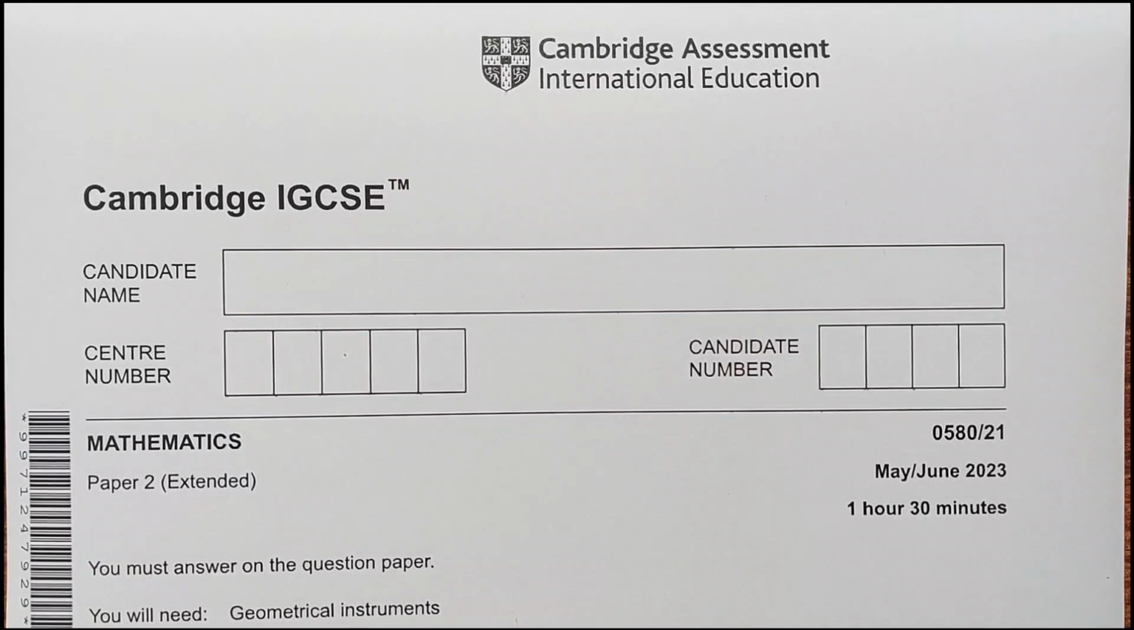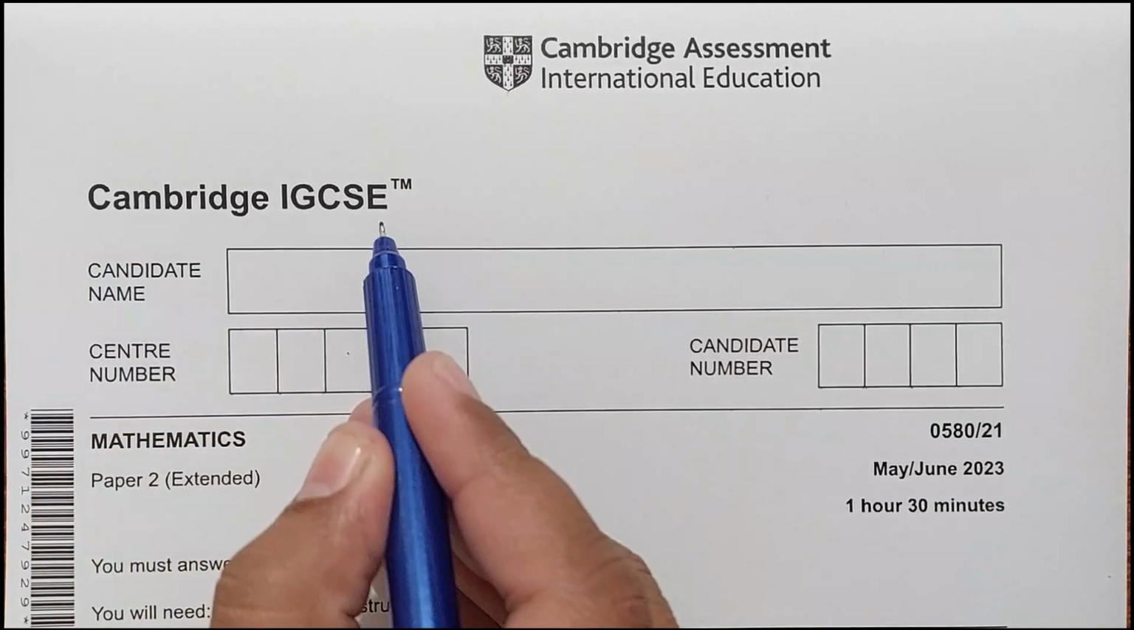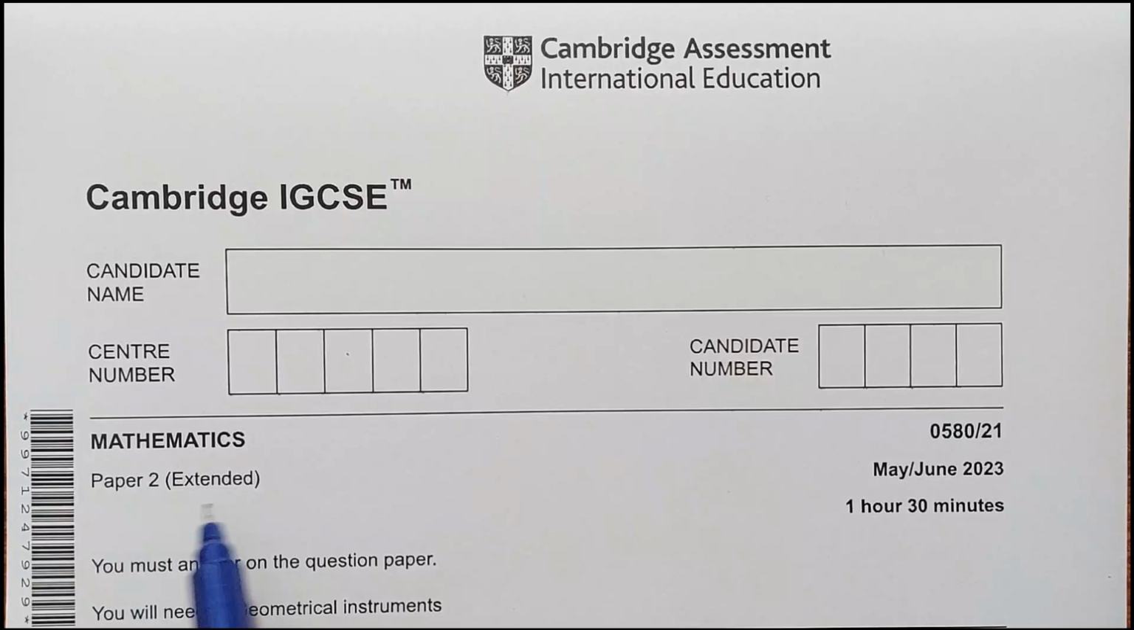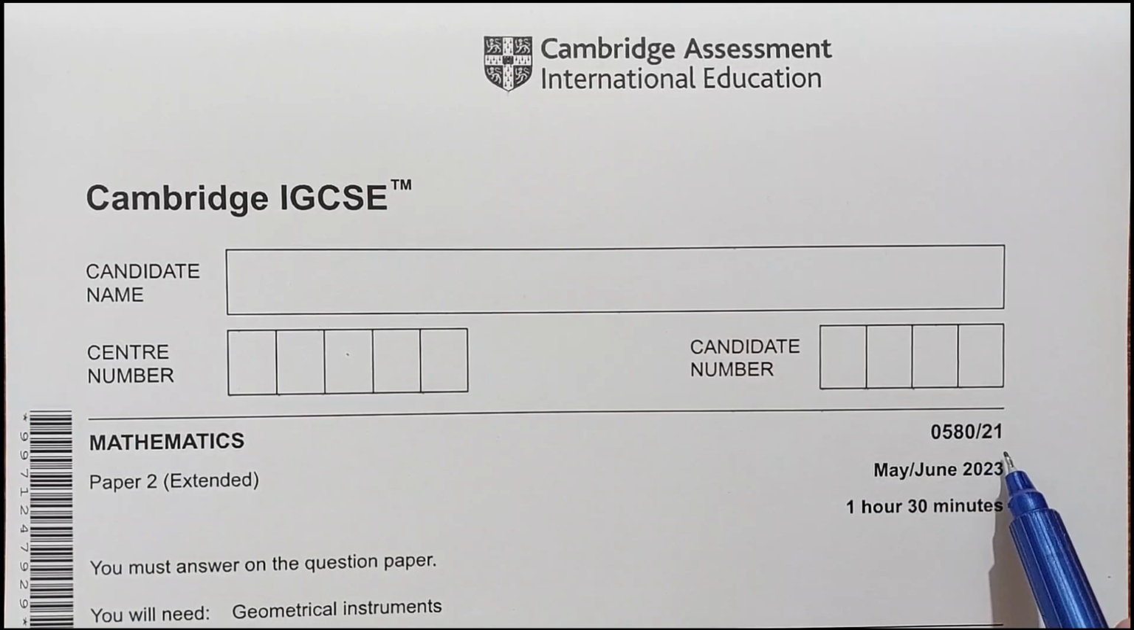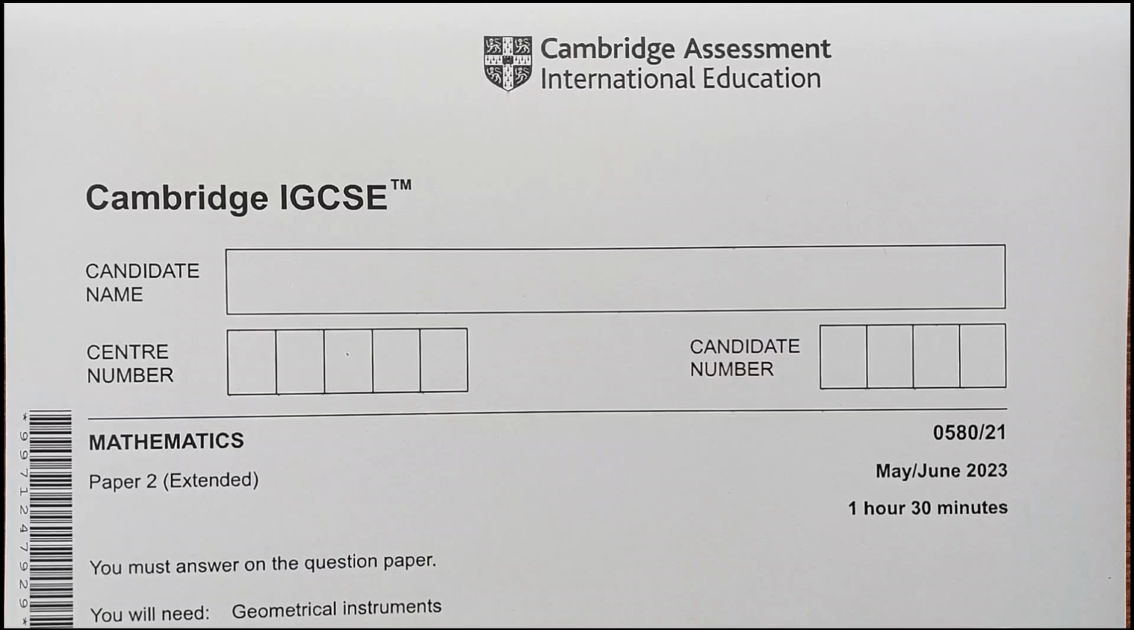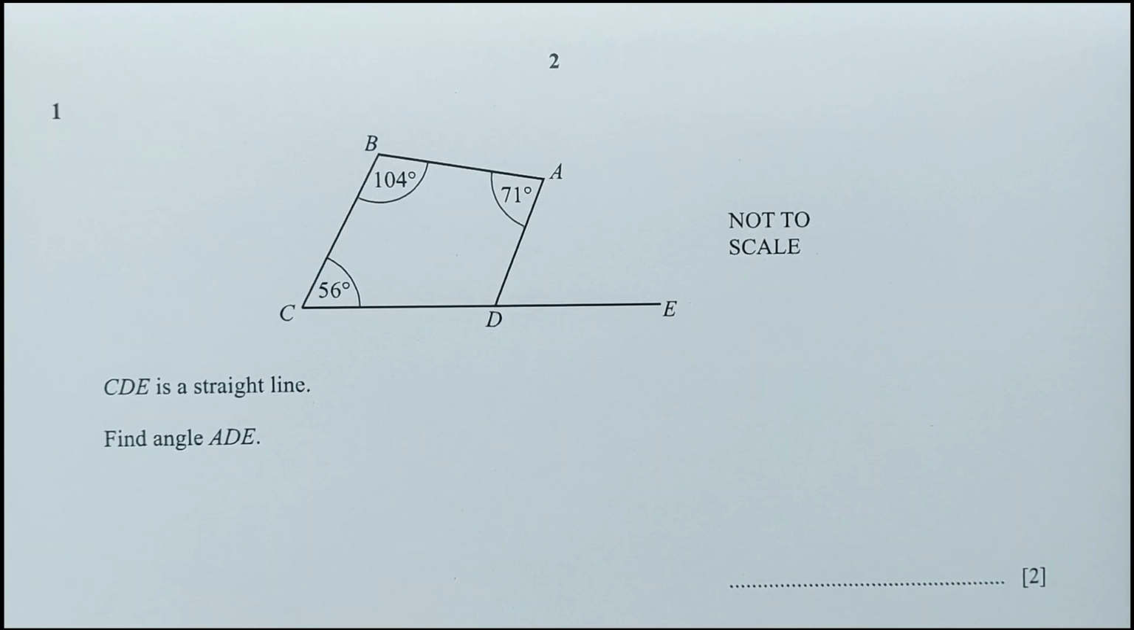Hi everyone, in this video I'm going to solve Cambridge IGCSE Mathematics Paper 2 Extended, May-June 2023, Paper 2-1. So let's start with the first question. Question number 1.